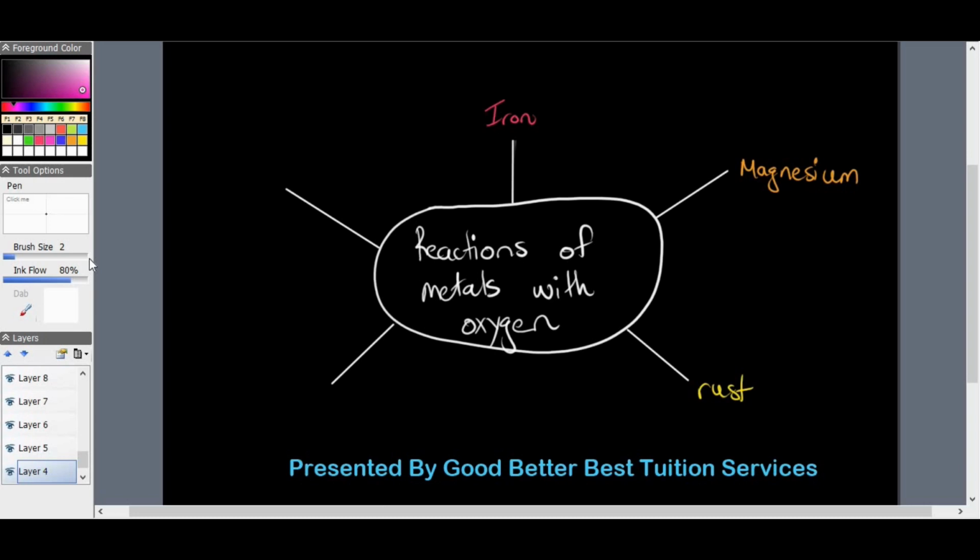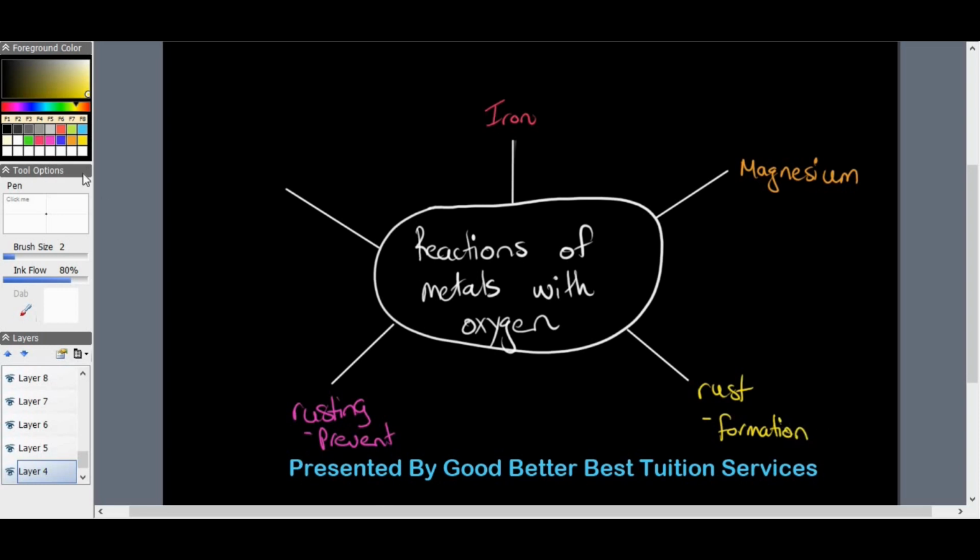With rust we're going to have a look at the formation of rust, and then we're going to have a look at the ways that we can prevent rusting. So as a follow-on, we're going to look at how we can prevent metals from rusting, and first we're going to look at how this forms, so the formation. We'll just add those two words in for a bit of clarity.